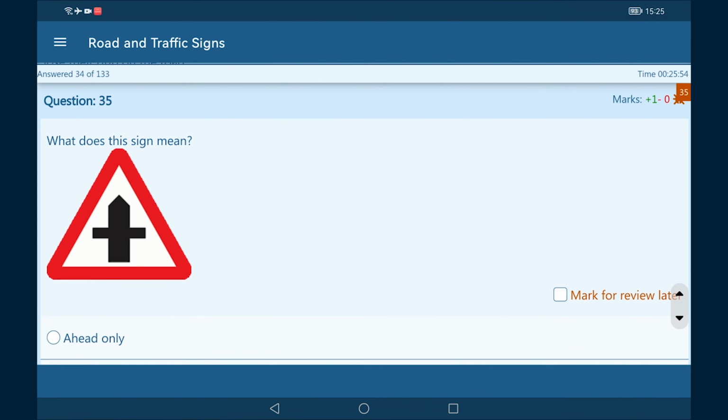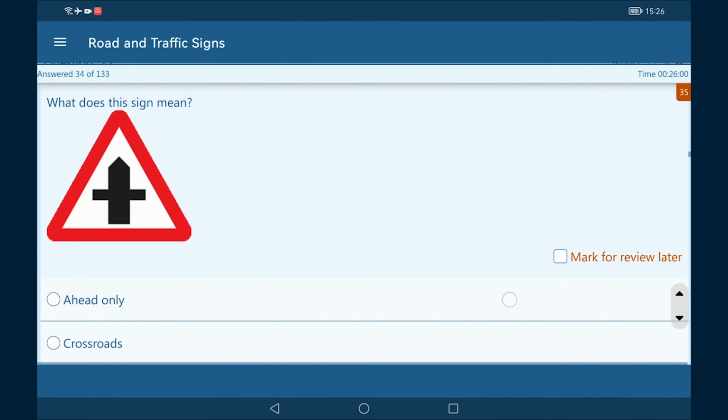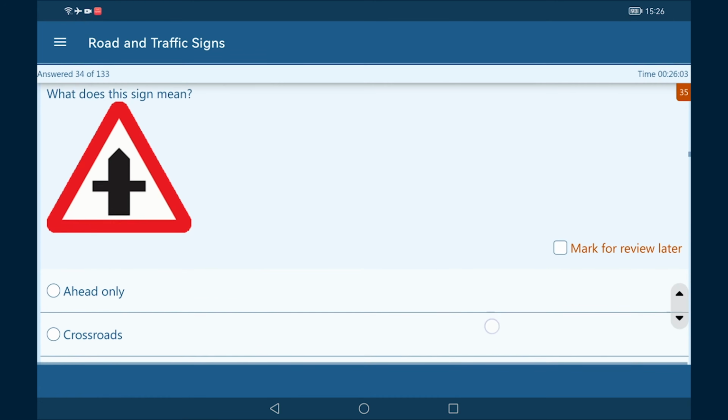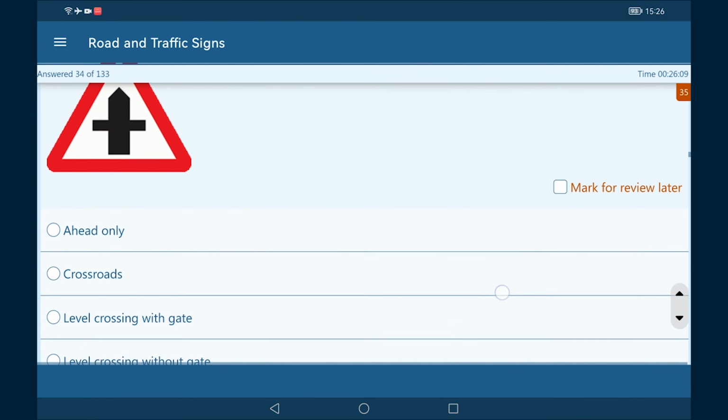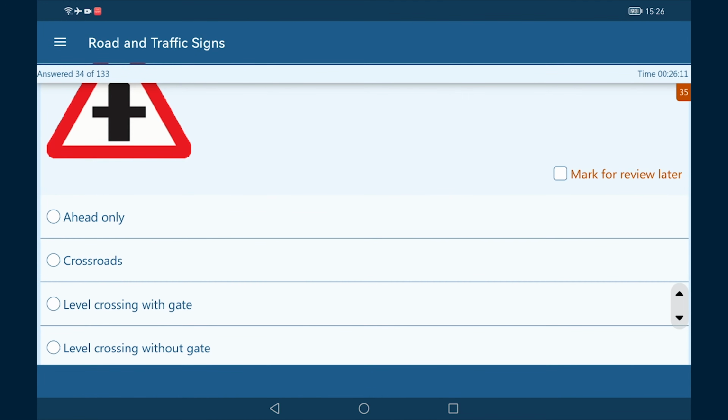What does this sign mean? Option 1. Ahead only. Option 2. Crossroads. Option 3. Level crossing with gate. Option 4. Level crossing without gate. The correct answer is option 2, that is, crossroads.